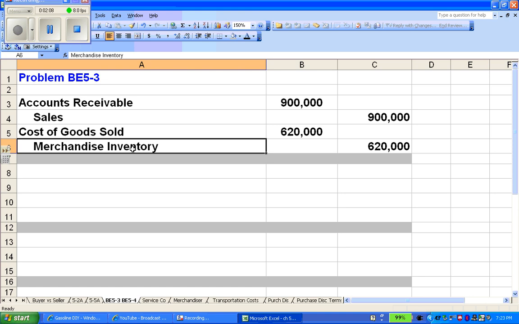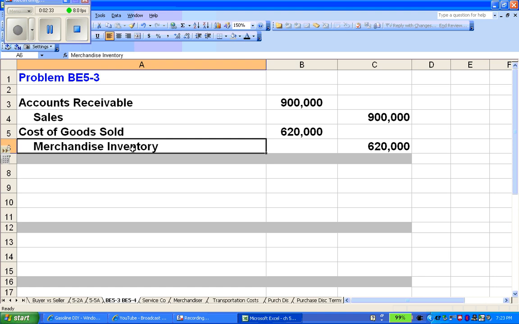All right, let's look at B. On March 6th, Churchill Company returned $120,000 of the merchandise purchased on March 2nd because it was defective. They give us the cost of the returned merchandise, which was $90,000. Again, as the seller, because we made two entries to record that sale, we have to make two entries to reverse a portion of that sale.